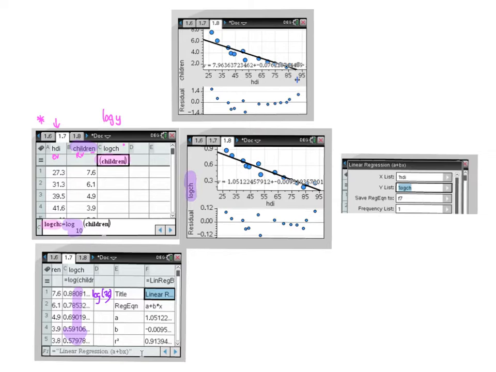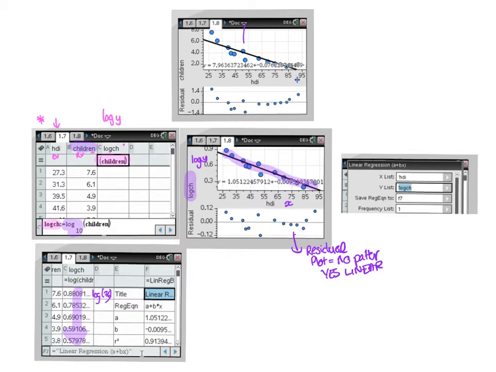So you can see over here, we now don't have Y, we have log Y and still our X here, which was HDI. So I create the scatter plot, I put the least squares regression line on it, and then I check the residual plot. You can now see that the residual plot is random, so no pattern. So we're going to say yes to linear now.